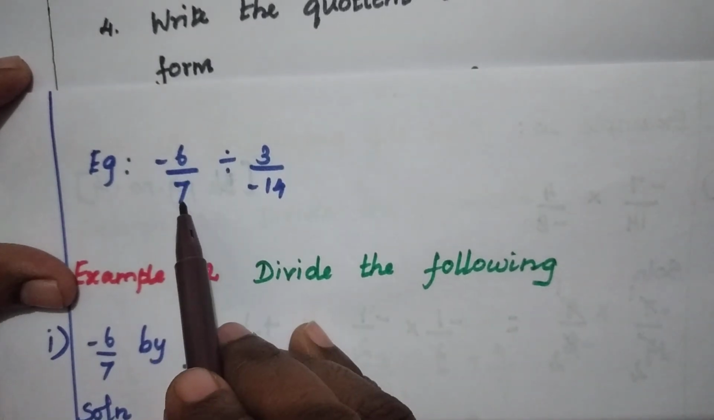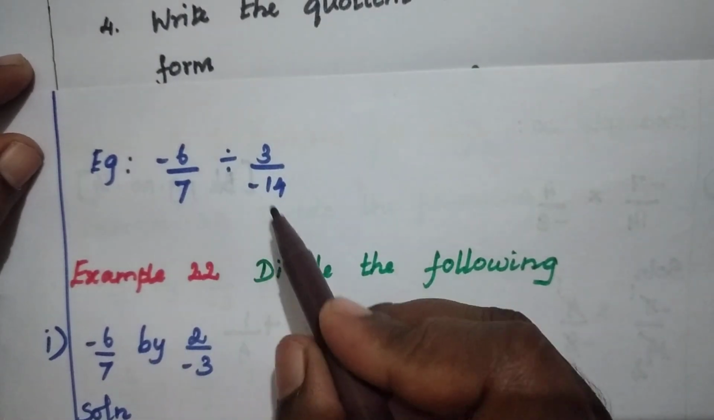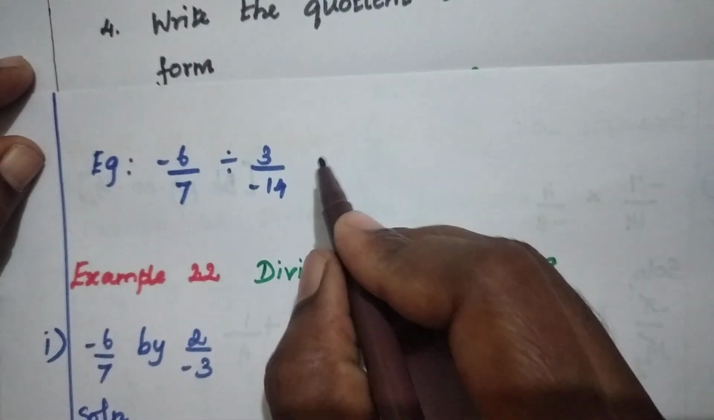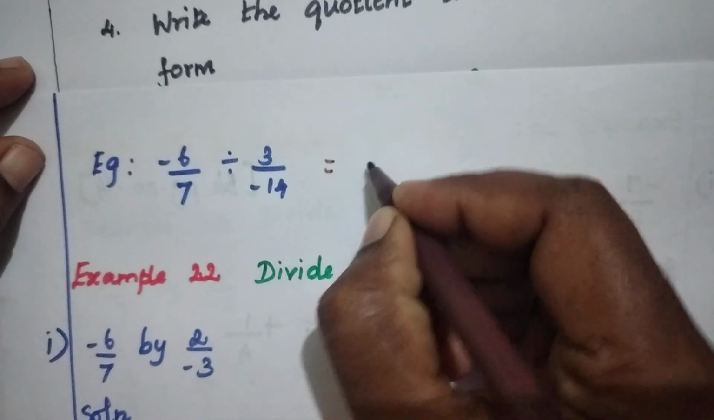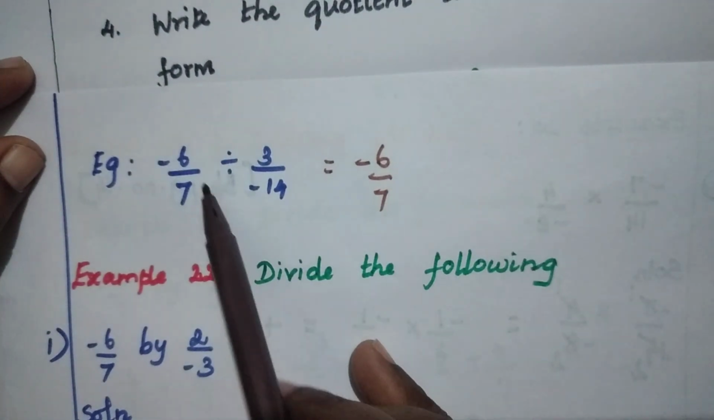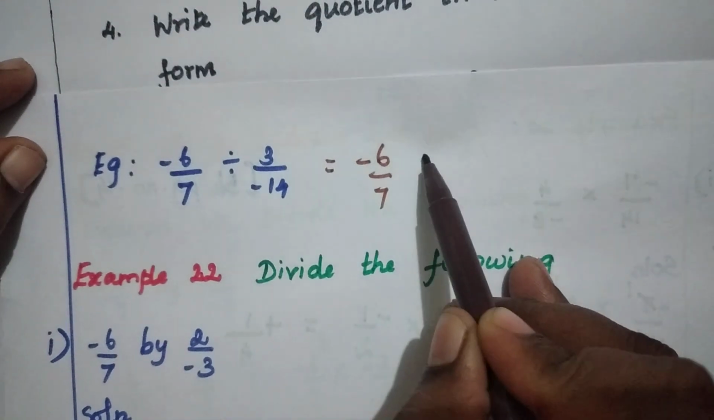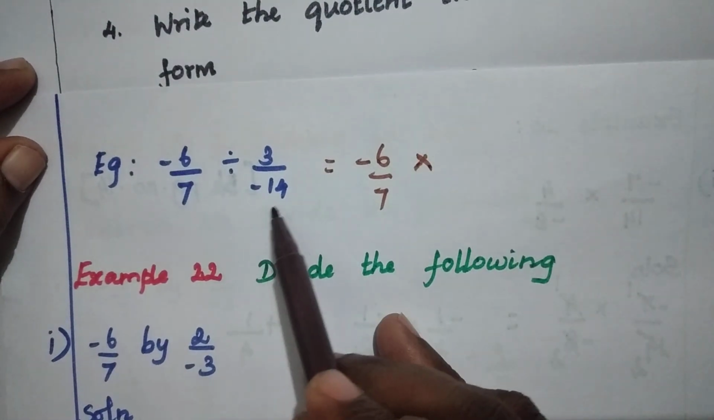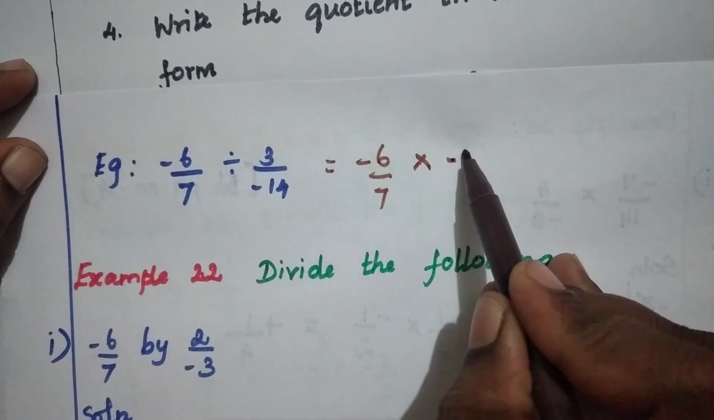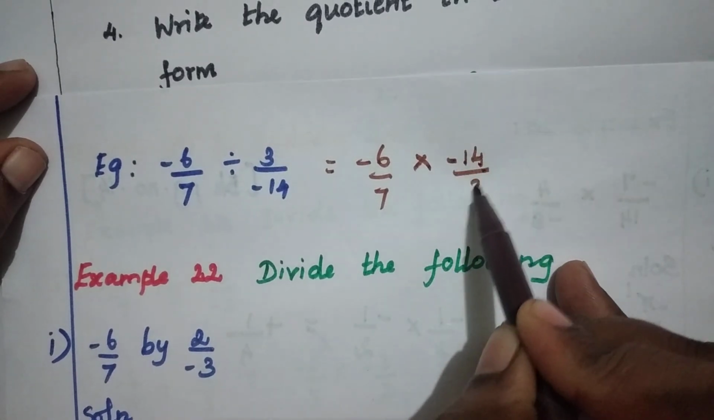Example, minus 6 by 7 divided by 3 by minus 14. Write the first rational number as such, minus 6 by 7. Change this division into multiplication and write the reciprocal of the second one, which is minus 14 by 3.